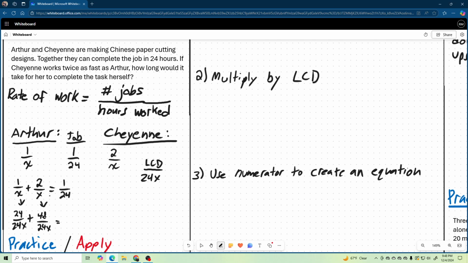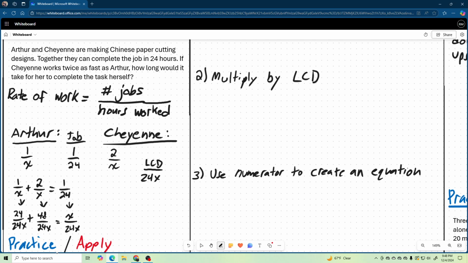And this is going to equal, well, this already has a 1, right? Or a 24 down here. So now to make this 24x, we have to multiply both sides by x. So what we're going to do is this is going to become 1x, in other words, just x, over 24x.